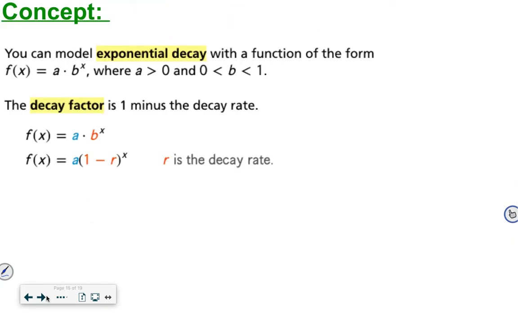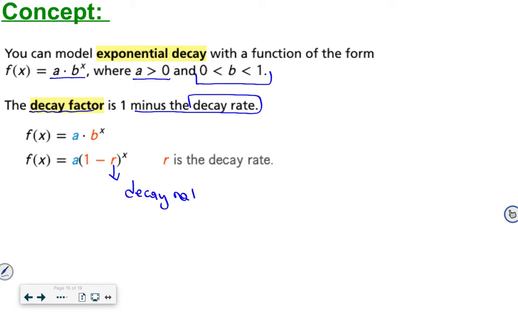If you generalize this, you can model exponential decay with a function of the form f of x is a times b to the power x. A is going to be greater than 0, b is going to be between 0 and 1. Decay factor, this is important, decay factor is 1 minus the decay rate. So, as you see here, ladies and gentlemen, r stands for decay rate. 1 minus r stands for decay factor.